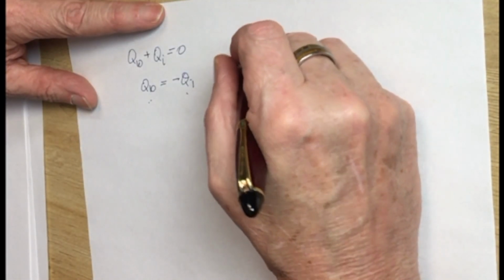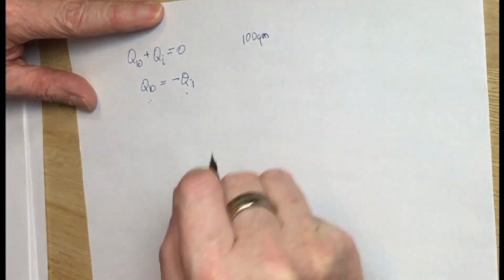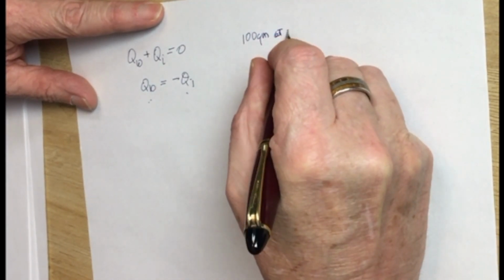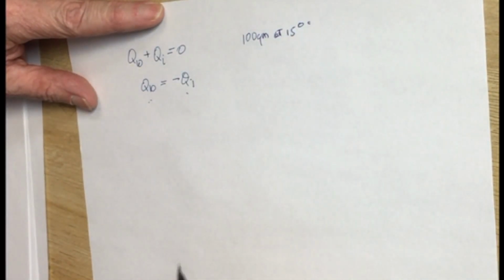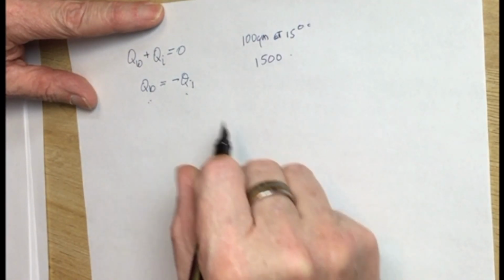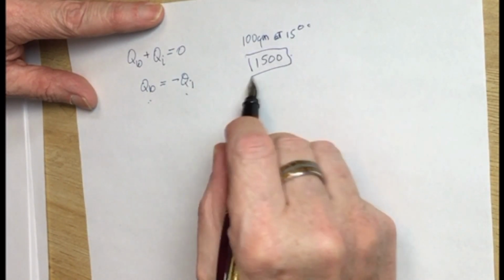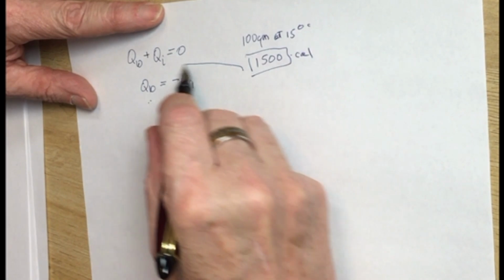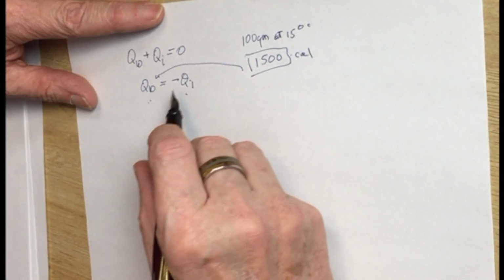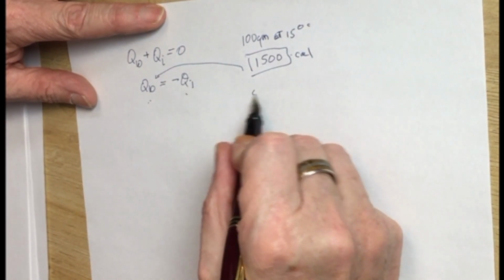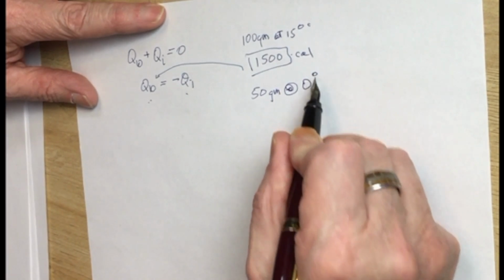So we said that we had 100 grams of water at 15 degrees Celsius. So how many calories do we have here? So we have 1,500 calories in the water. And then we said that we had 50 grams of ice at 0 degrees Celsius.